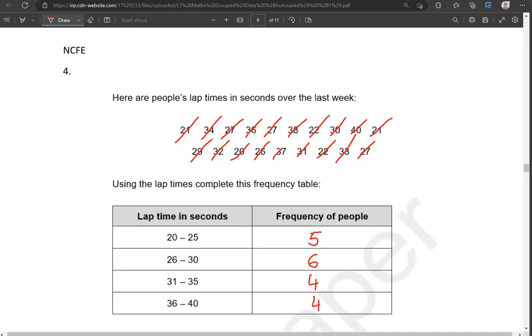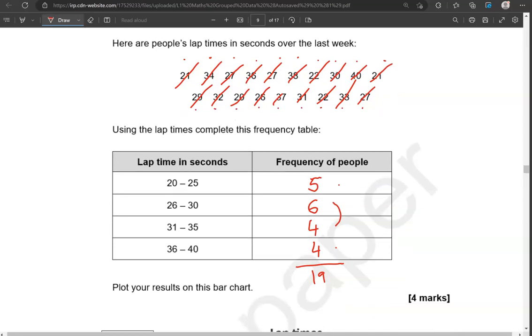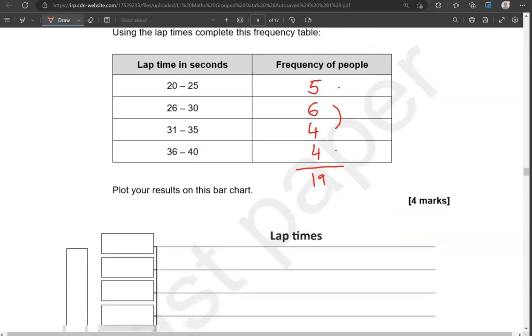So what do we have in total? 6 and 4 is 10, and 5, 15, and the 4 is 19. We have 1, 2, 3, up to 19. So that shows we've done this correctly.